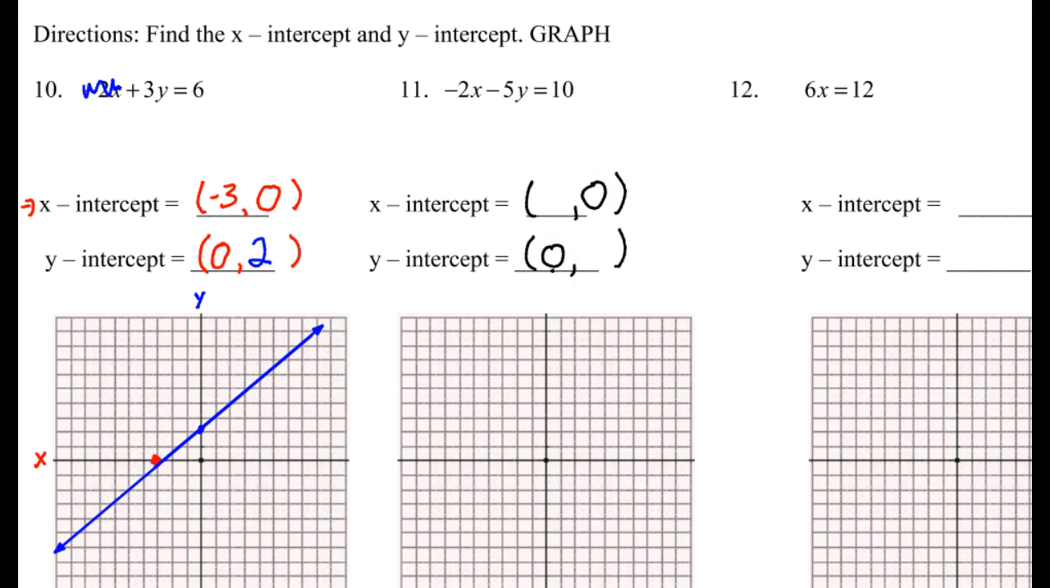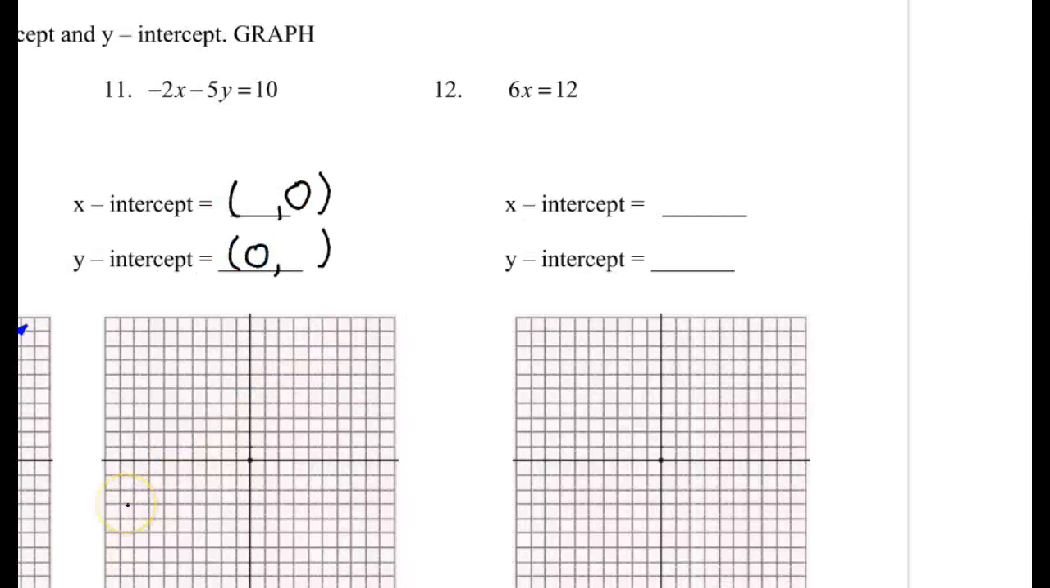Okay. Number 11. Go ahead and try it on your own. Number 12. What variable is missing? Y. So which intercept are we not going to have? Y. So what kind of line does not cross the y-axis? Horizontal or vertical? Vertical. Yeah, vertical line. So if you solve this, you get x equals 2.